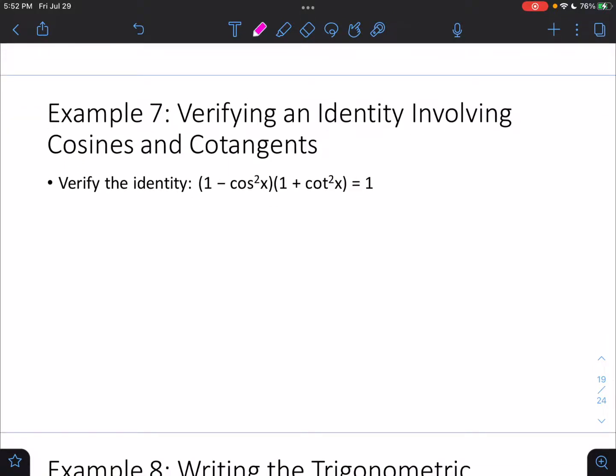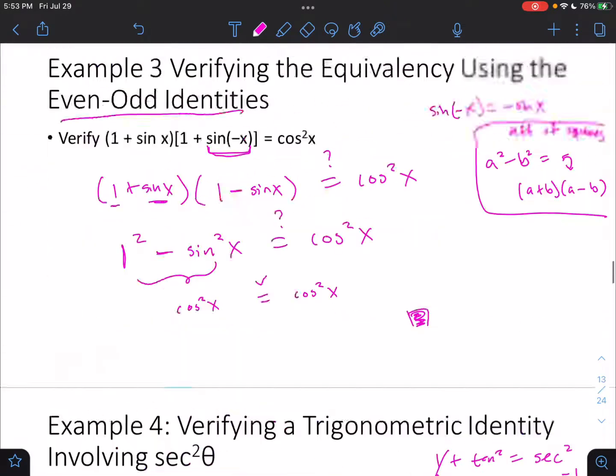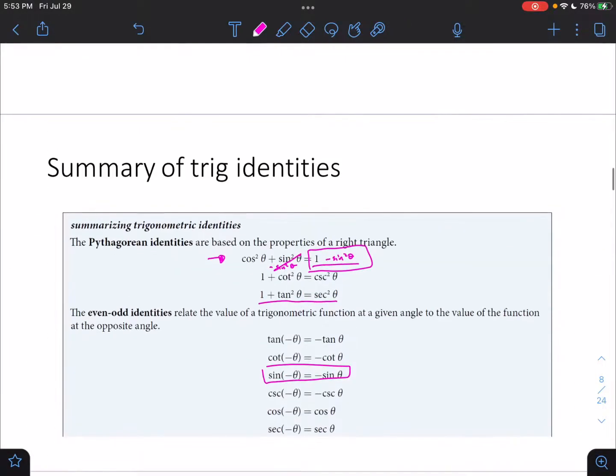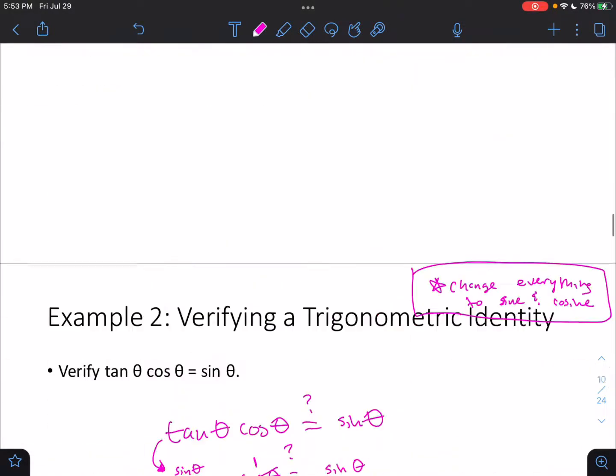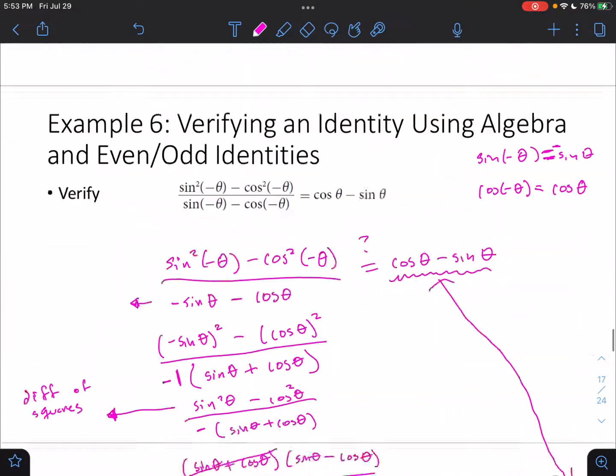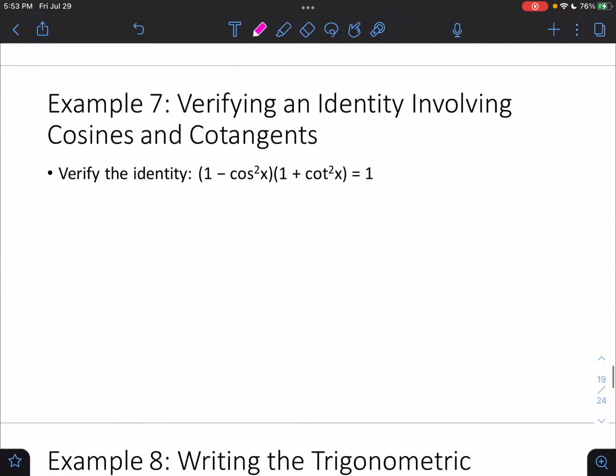Verifying identities involving cosines and cotangents. So for this one, good question. We could use some identities, our Pythagorean identities, and they are here. 1 plus cotangent squared is cosecant squared. So 1 plus cotangent squared should be the same as cosecant squared, and 1 minus cosine squared should be the same as sine squared. And let's just jump into that.